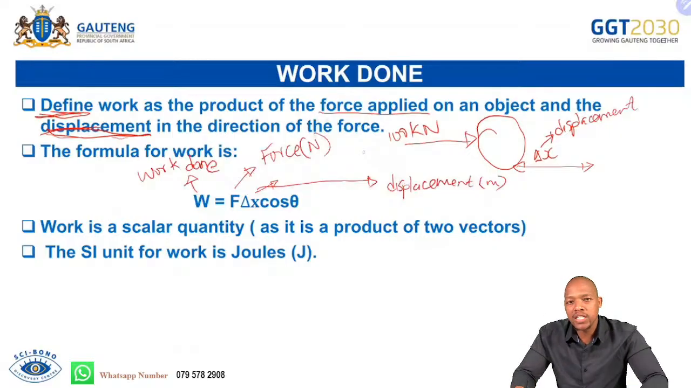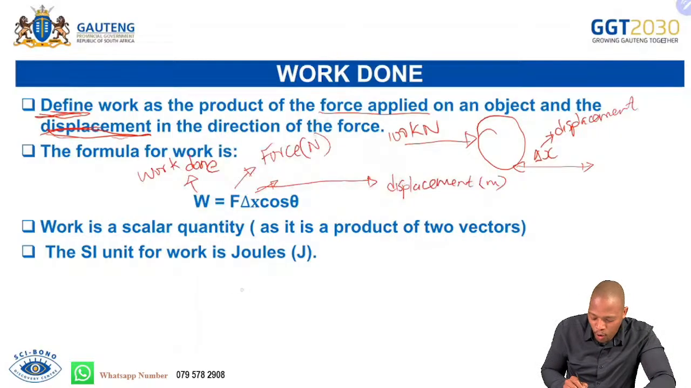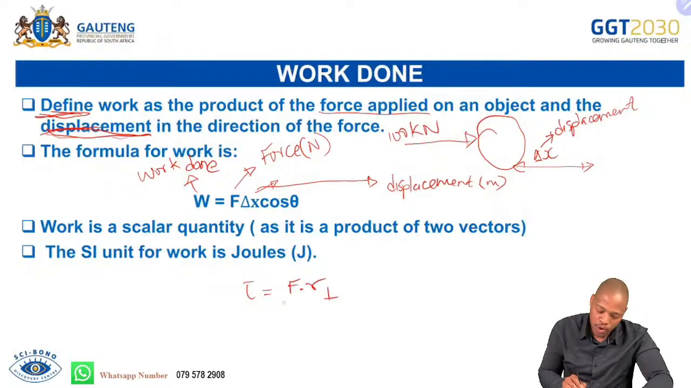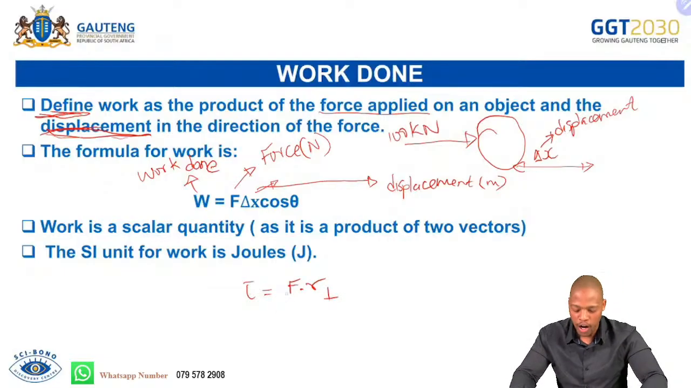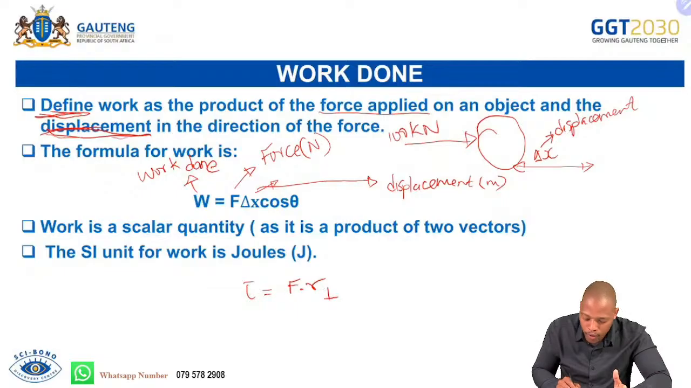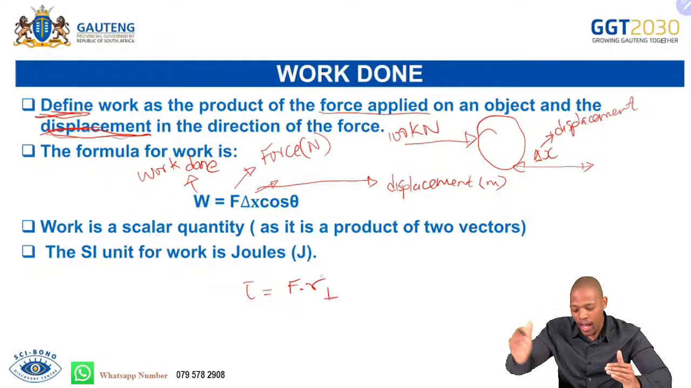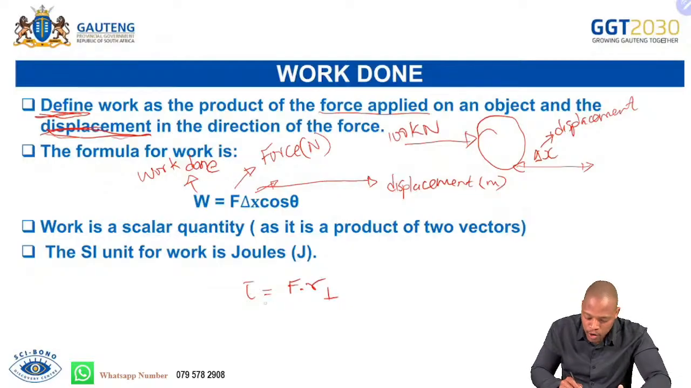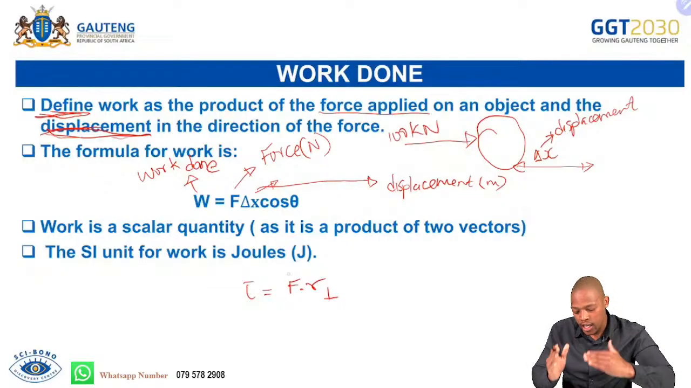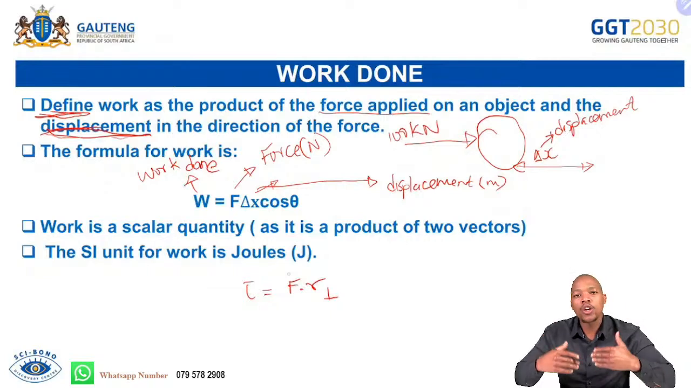We have actually done work done before. Maybe you might not remember this, but in grade 10, we talked of torque. If you remember, torque was the force times the perpendicular moment arm. But that perpendicular moment arm, grade 12, you would remember, was the distance from the pivot to where the force was being applied. So we have actually done this. It's just that it was called torque then. Now it is called work done.